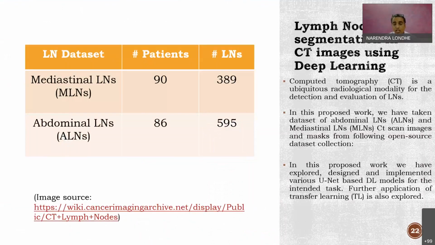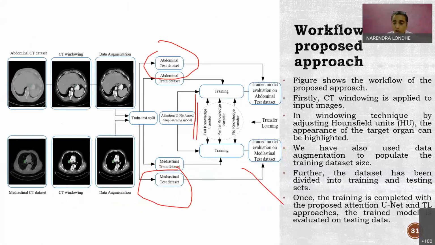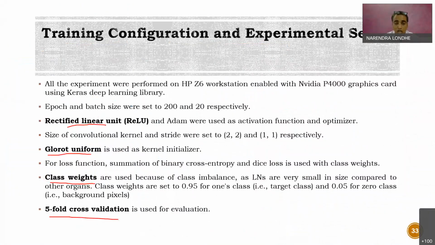Yeah, you can see here, this is the link of that image source. Okay, this is a publicly available data set of CT images in which abdominal and mediastinal lymph nodes are considered. This was the initial study of our work, so that's why we have taken the public data set. But when we developed this attention mechanism, we created our own data set as well. And I will talk to you about that as well.